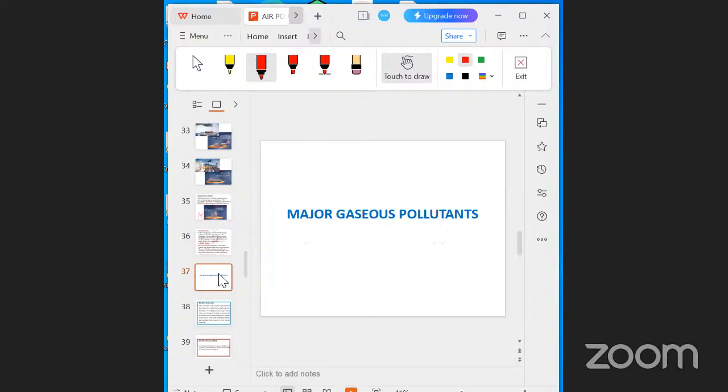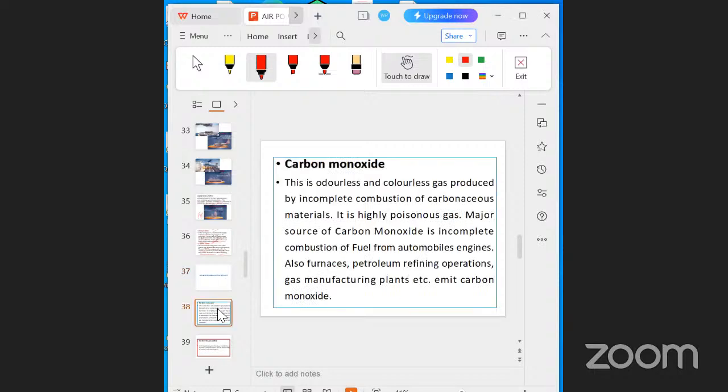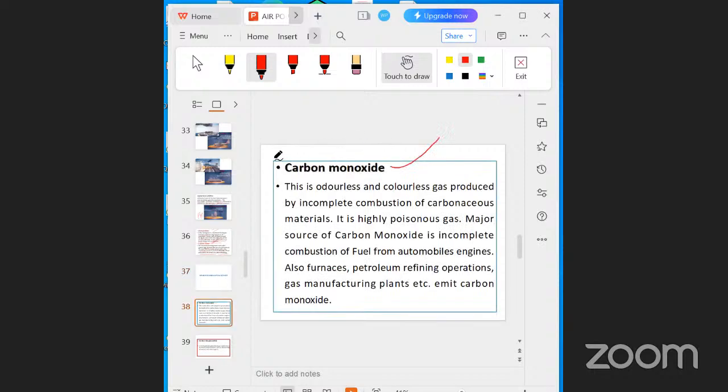So the various gases and air vapors, which are major contributors to air pollution, right? So you see, what are the major gas pollutants? First one is a very dangerous gas, carbon monoxide, right?